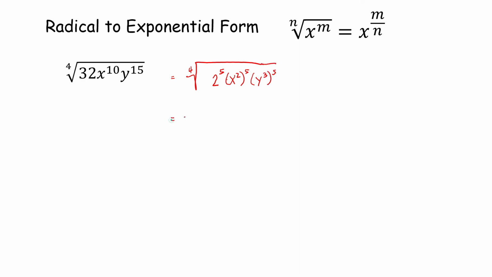Okay? So to the fourth root of what? So here we can express that as 2x squared y raised to 3 raised to 5. And of course, our final answer is going to be 2x squared y raised to 3 raised to 5 over 4.